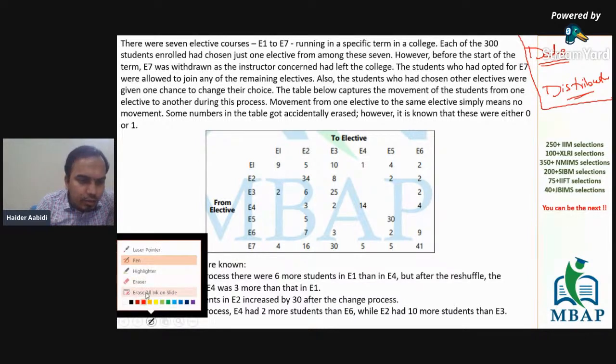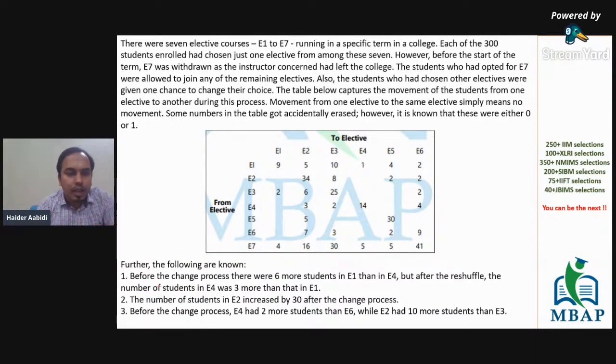Let us understand what further things are given to us. Now, before the change process, there were 6 more in E1 than E4. But after the shuffle, so now what is happening? They are giving you some numbers with regards to E1, E2, E4. Some numbers are given here. We can check what exactly we can do with this.